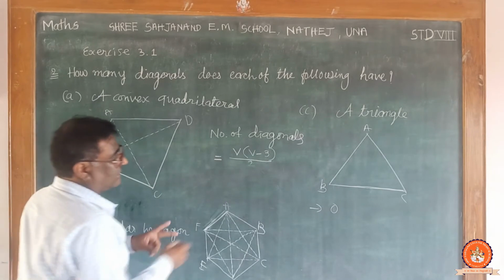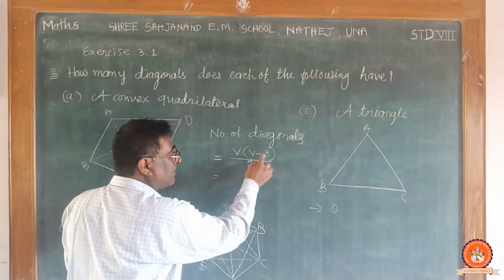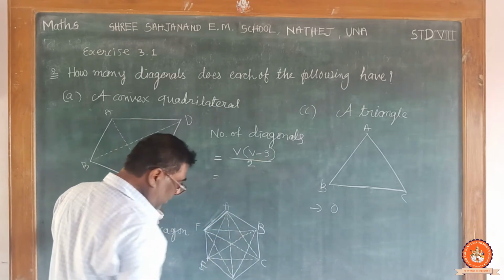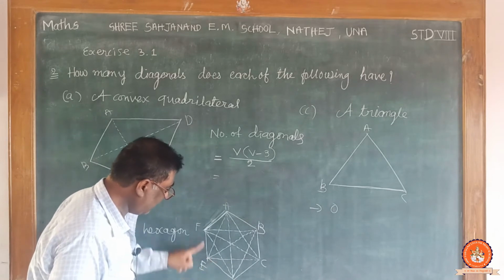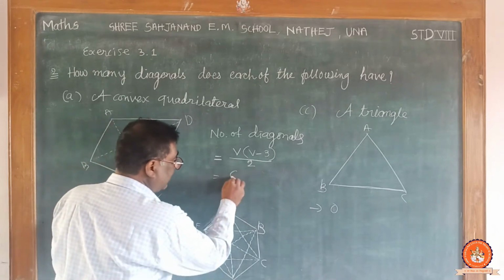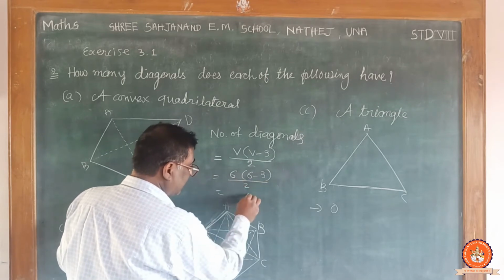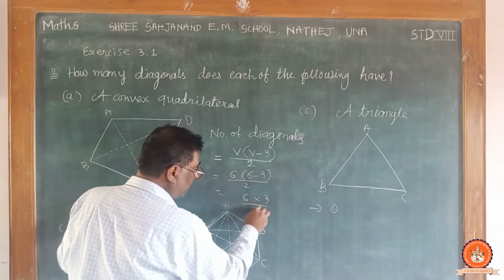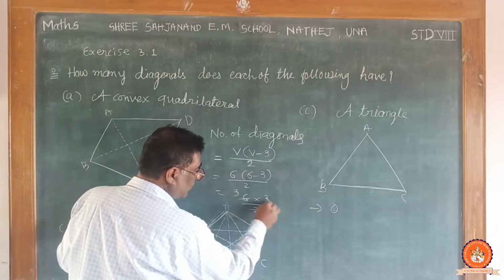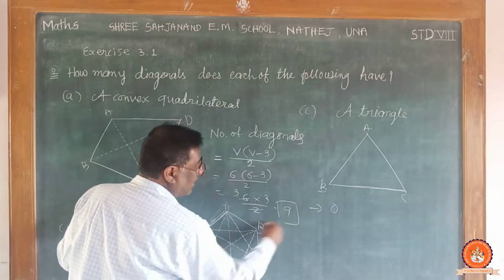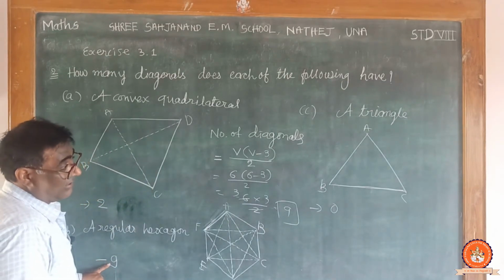Let us go for the hexagon. Number of vertices into number of vertices minus 3, upon 2. How many vertices are there? A, B, C, D, E, F. There are 6 vertices. So 6 into (6 minus 3) upon 2. It's 6 into 3 upon 2. 2 threes are 6, and 3 threes are 9. There are 9 diagonals.